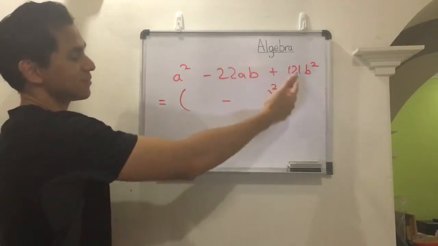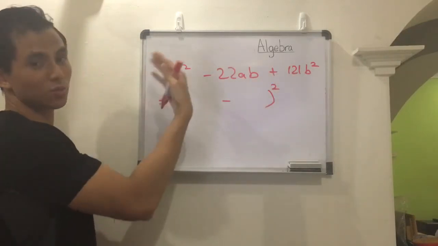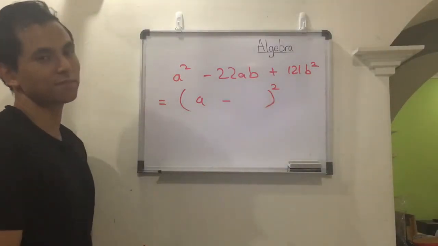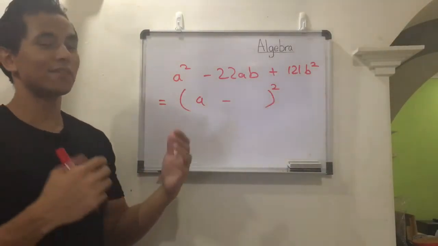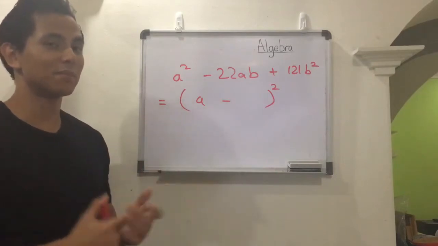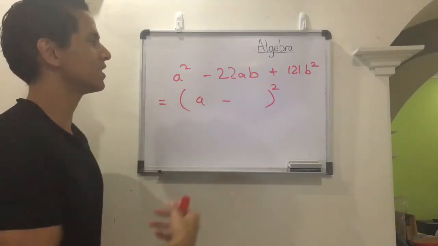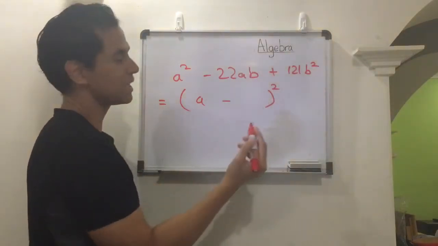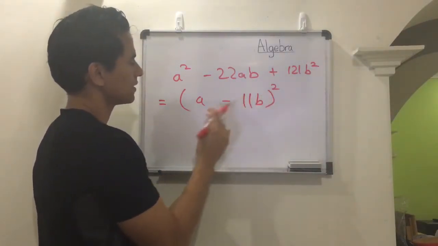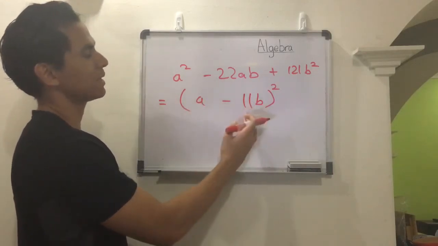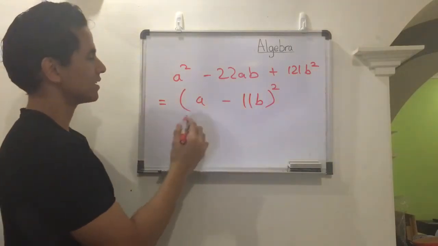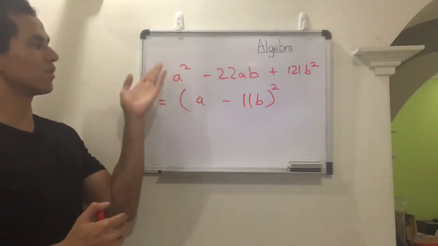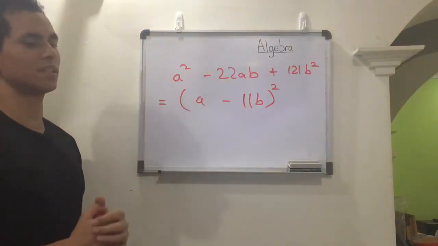You look at the first and third term once again. A square, you just square root it, you get a. 121b square, you square root it, you get, okay, this is a bit tricky. But if you recall your 11 times table, you'll know that 11 times 11 gives us 121. Hence, you square root this, you just get 11b. Therefore, our a is just a and our b is 11b. Right? So therefore, this will be our final answer. We have used the second identity to factorize this question also.